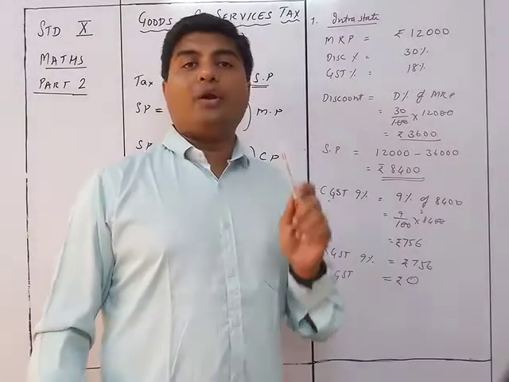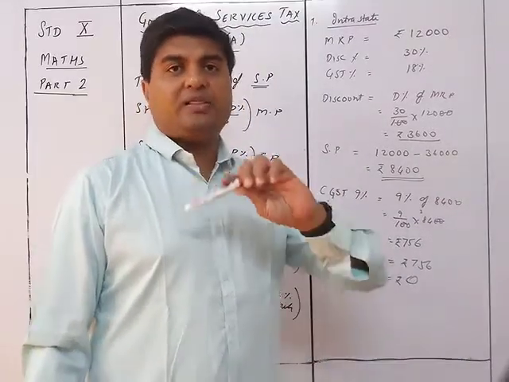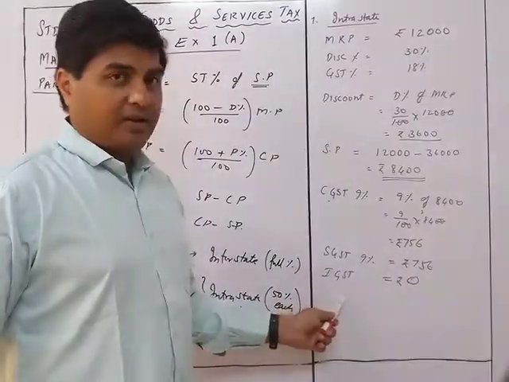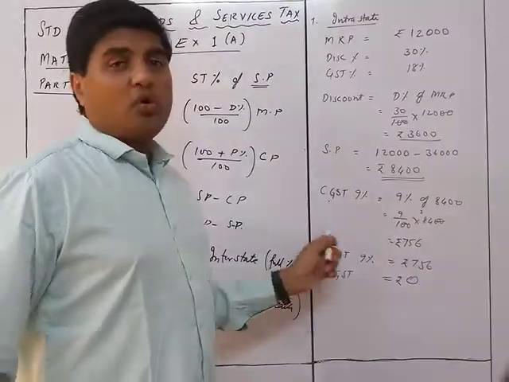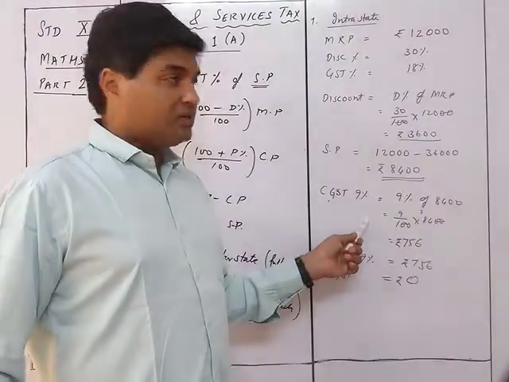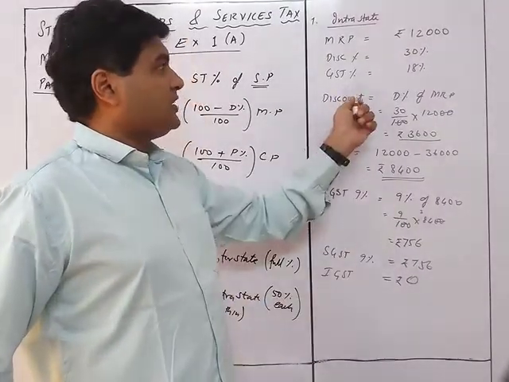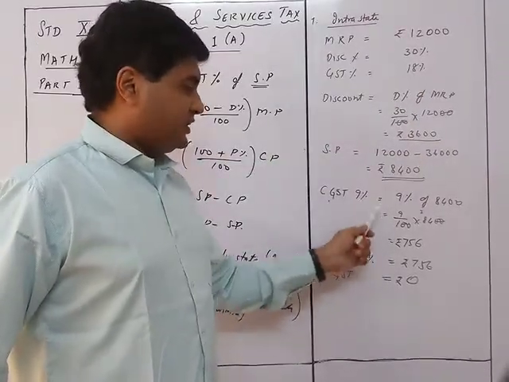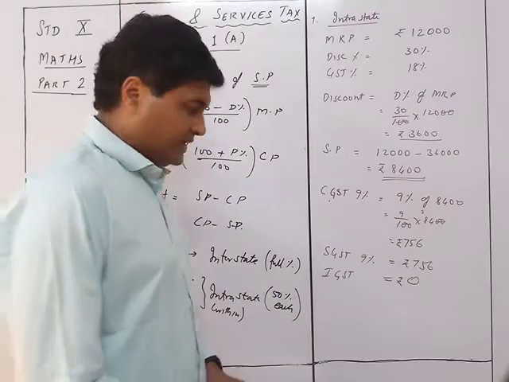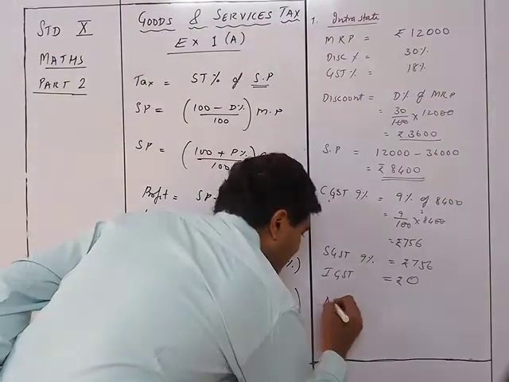IGST is applied only when it is interstate, with a different state. When it is a different state, IGST is applicable. Here it is only within the state. That's why it will be 9% of this and 9%, because the total percentage was 18. So 9 each. As you see this, it is bifurcated to 9% each. Accordingly, we now find the total amount.